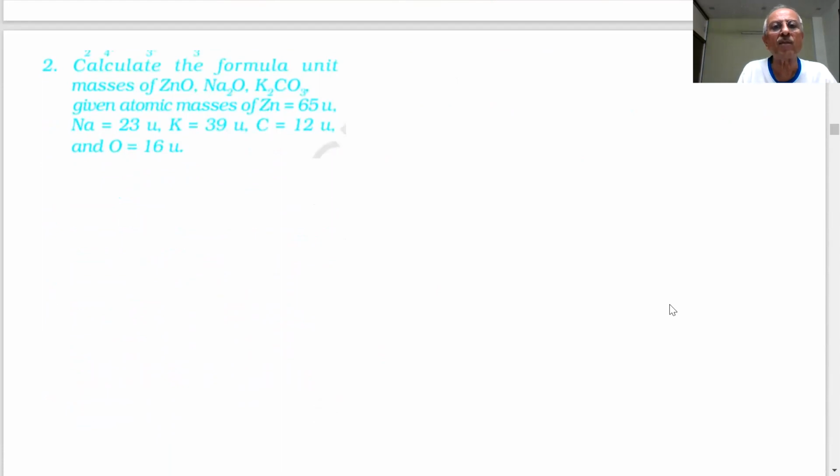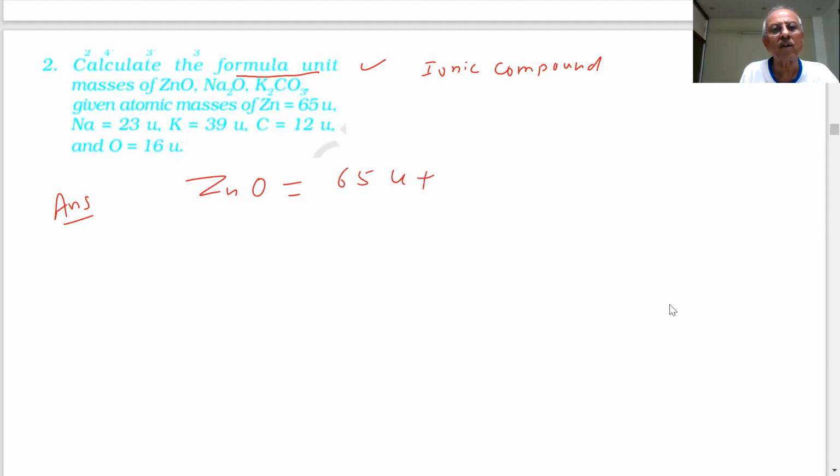And then we talked about formula unit. Formula unit was talked about in which cases? Ionic compounds. Yes, sir, because there are ions. Now the question gives masses of ZnO, Na2O and K2CO3. You are given Zn 65 U, sodium 23 U, potassium 39 U, carbon. These atomic masses are given. So, students, you have to answer. What will it be for ZnO? What is the zinc? 65 U. Oxygen. How much is it coming? 81 U.